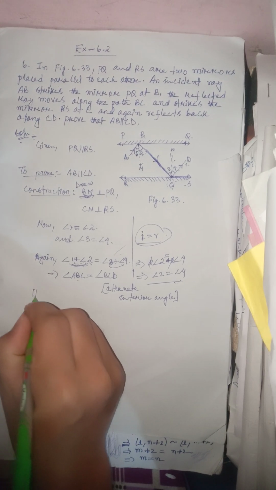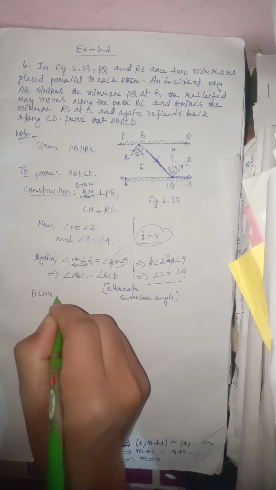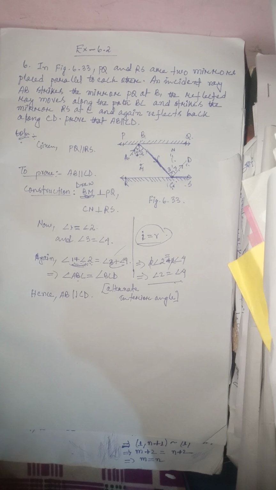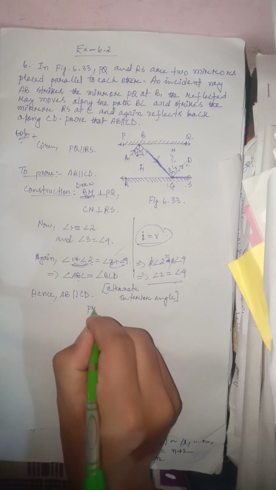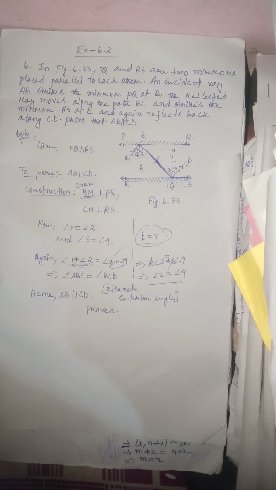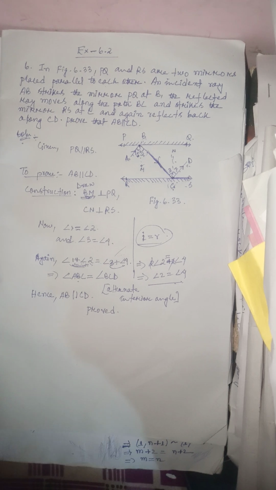You write here, hence AB parallel to CD. This is what we need to prove from this. And after proving this, we can write the proof. I hope everyone can understand it. This is all about the steps which we need to follow in order to get the proof. I hope everyone can understand it. Hopefully we'll see you in the next videos. That's all for today. Thank you.